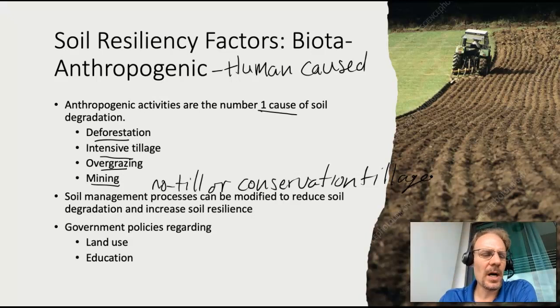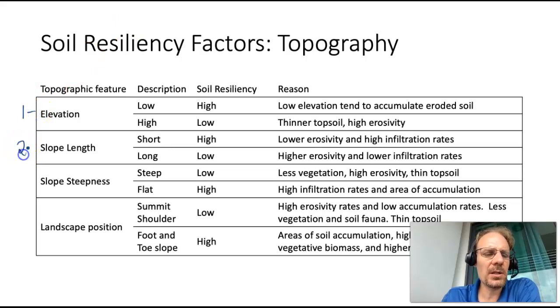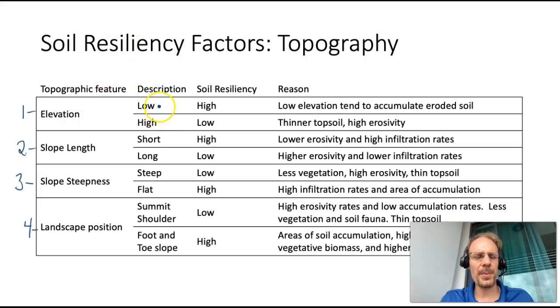The final component we want to talk about as part of this lecture video number 3 is topographic features, or topography, and the effect of topography on soil resilience. We've got 4 different points on topography: elevation, slope length, slope steepness, and landscape position. When we look at elevation, areas with low elevation, like Phnom Penh, for example, tend to have accumulated eroded soil material and tend to have a higher soil resilience. Soils at high elevations, mountains, for example, tend to be more eroded and have thinner topsoils and therefore have lower soil resilience.